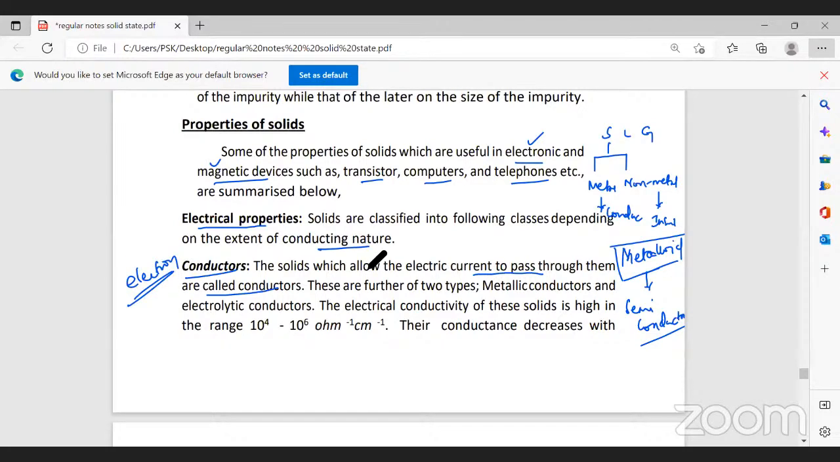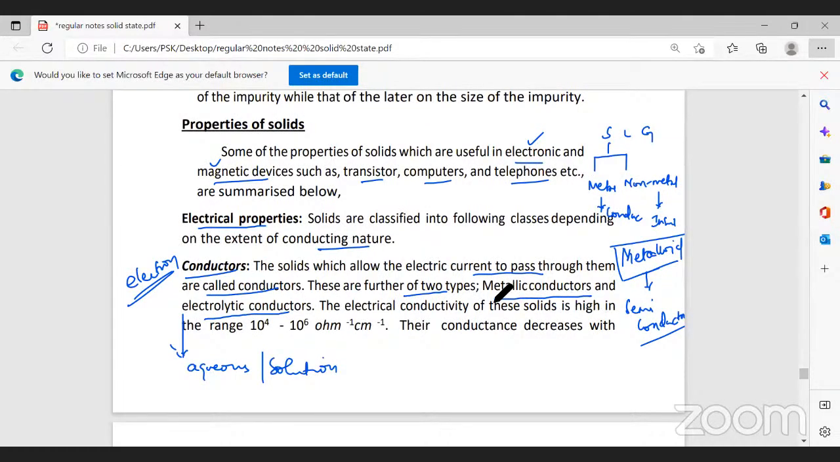So in any metal, the current is carried through the movement of electrons. Therefore, the charge carrier is called an electron. These conductors are of further two types. One is a metallic conductor, the other is an electrolytic conductor. Now, the chapter is solids. The electrolytic conductor we talk about in solution state, a conductor in aqueous medium or in solution state is called an electrolytic conductor. We will talk about it a little later.